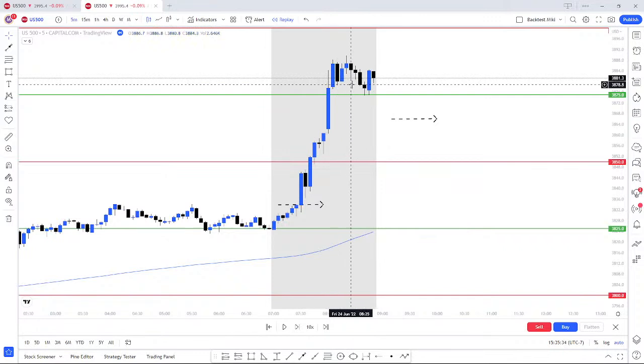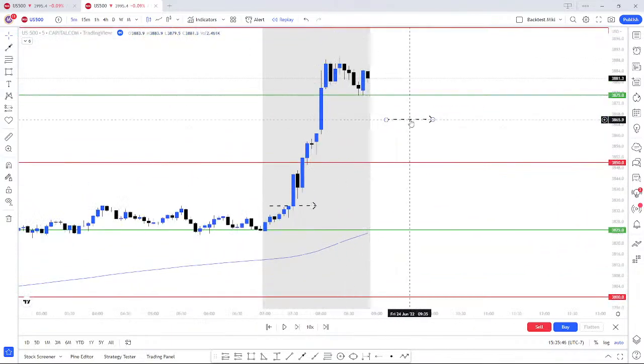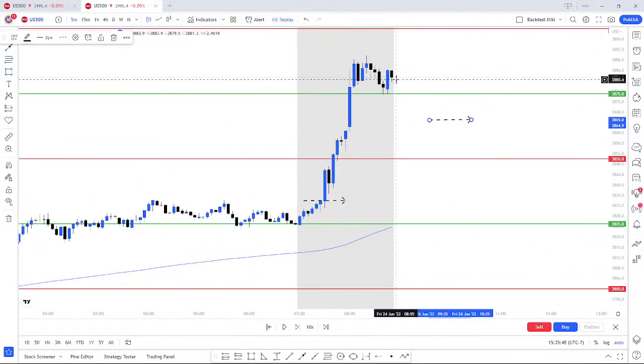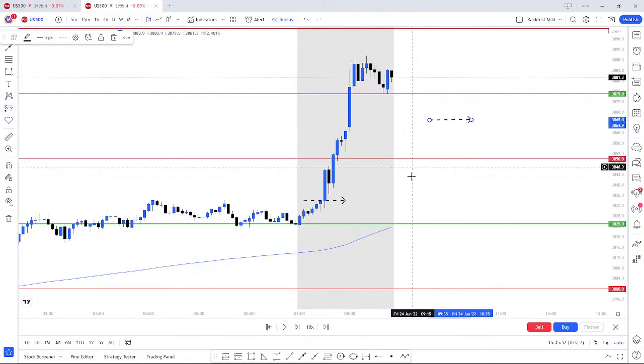Because if it was a flag, it should be straight. It shouldn't break through the flag, and so that flag is done for me. But then there's also the green. If I'm gonna use the green, I need extra confluences, and there's no other confluence. So I'm just gonna wait for the red, or if it breaks through, hits the red, comes back and retests this base that is formed, then I'll take it.